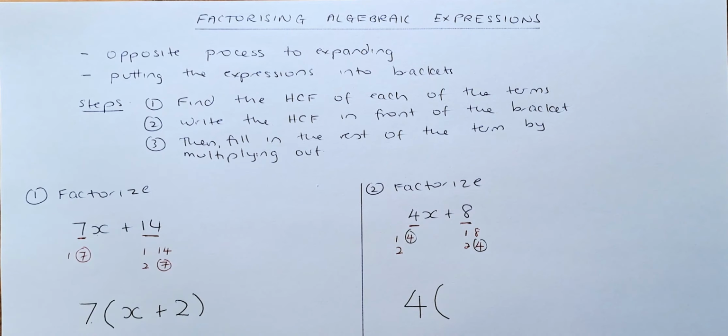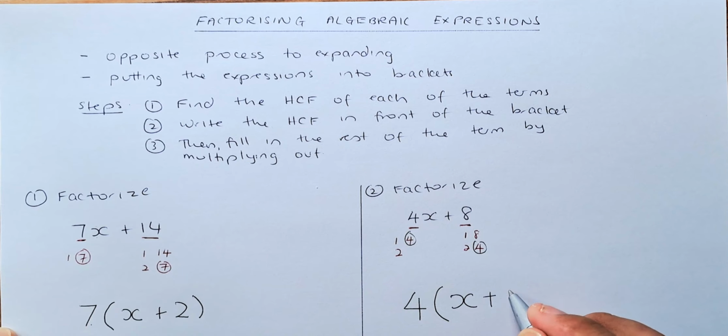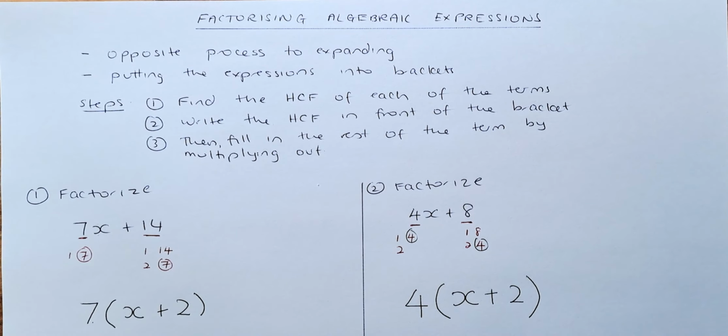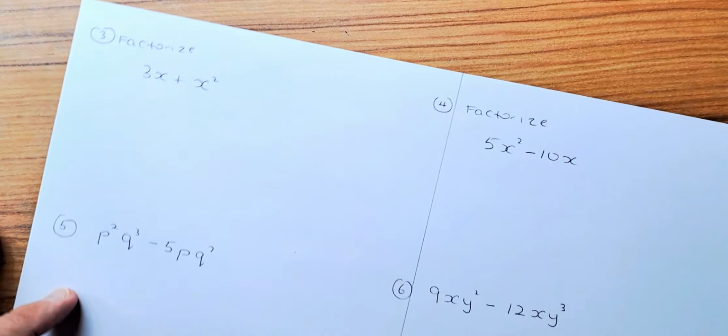Okay? So now to get the items in the bracket, you take 4x divided by 4. The first term is going to be x, and the second term is going to be 8 divided by 4, which is 2. So that is how you factorize an expression. Okay, now we're going to do harder examples. So let's go.